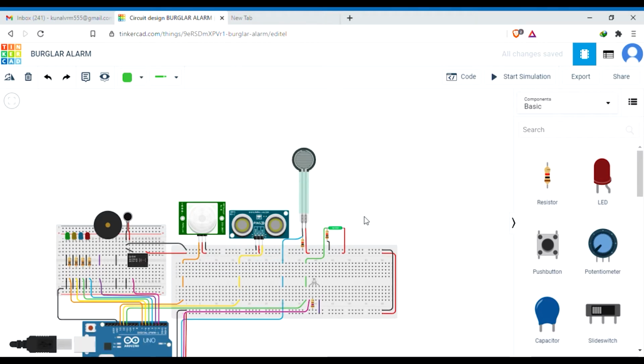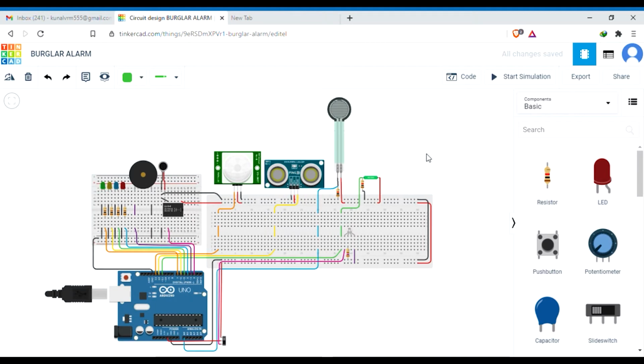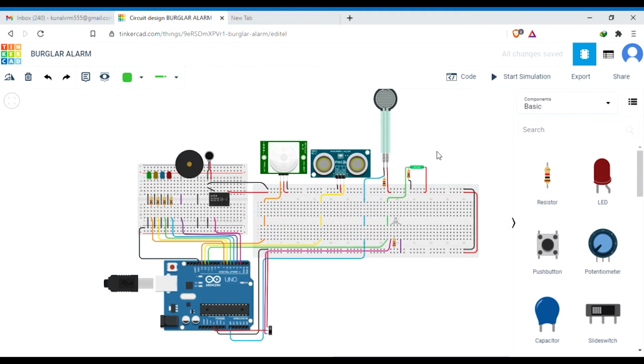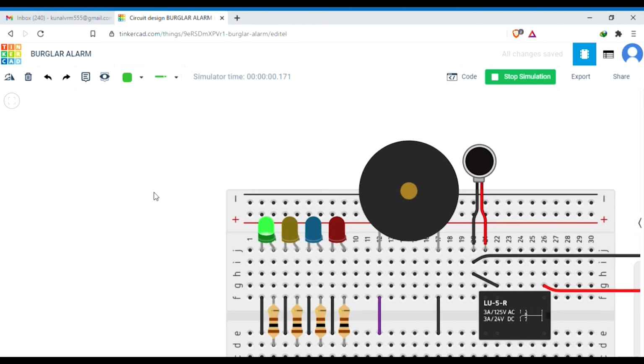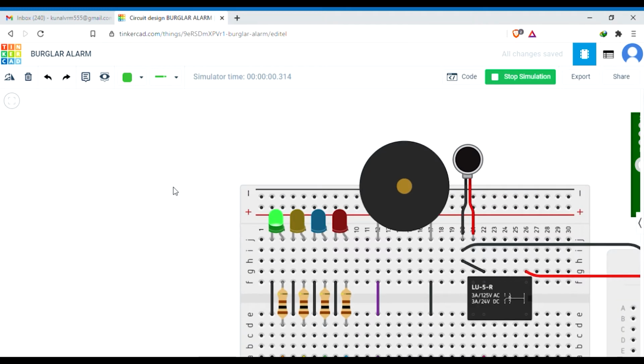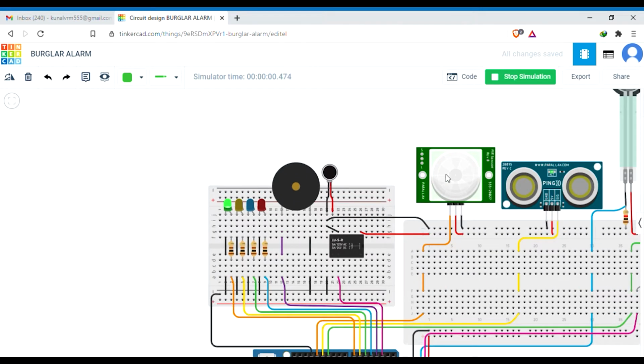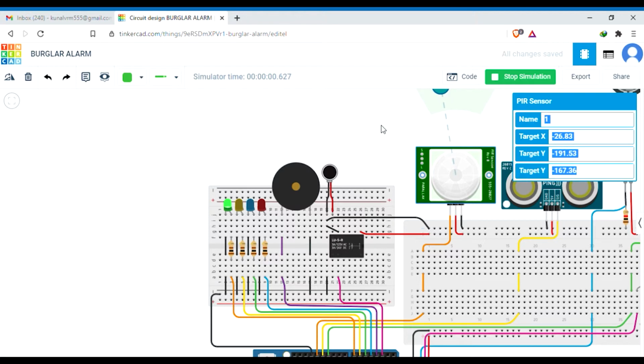Now I will proceed further and demonstrate the alarm by simulating it. Here the green light over here is always lit unless it detects motion in the PIR sensor. It will go on blinking.